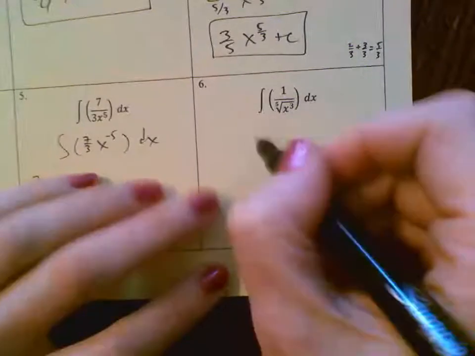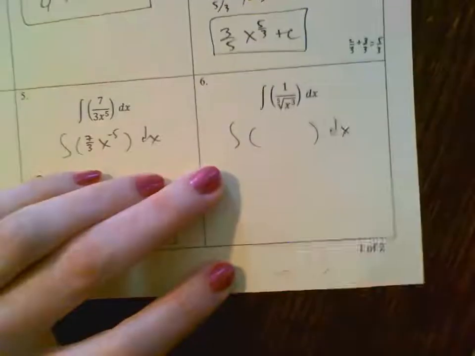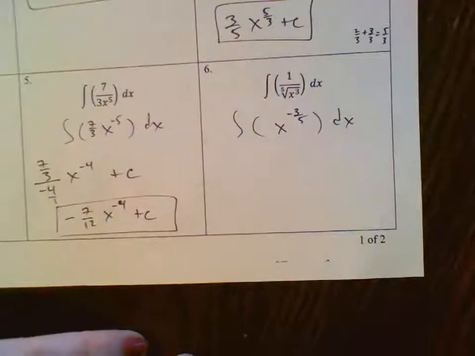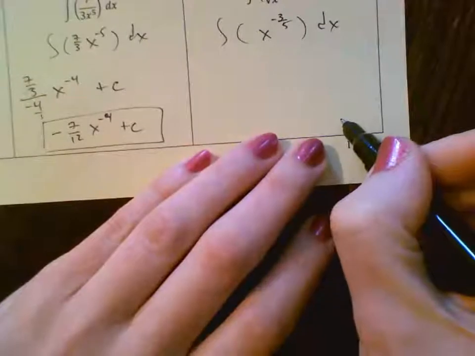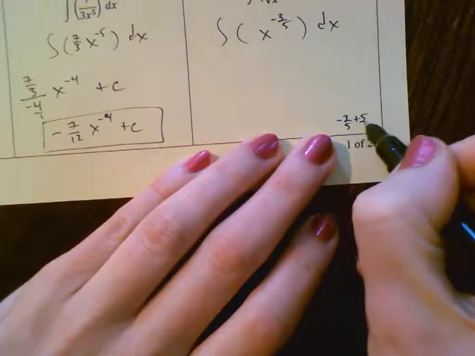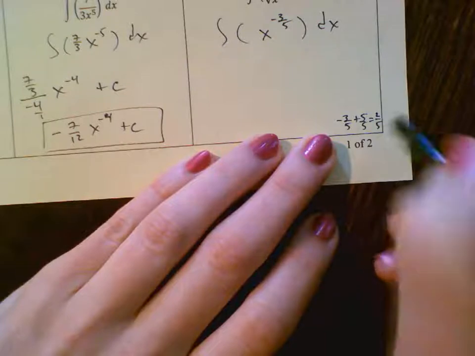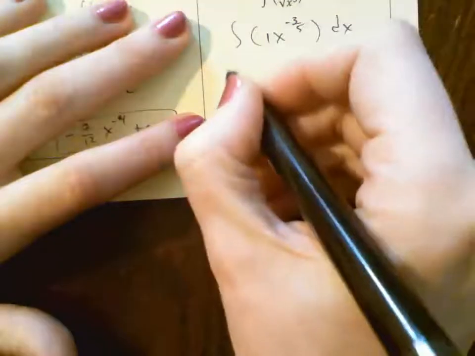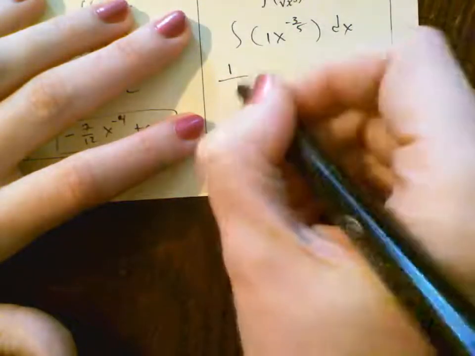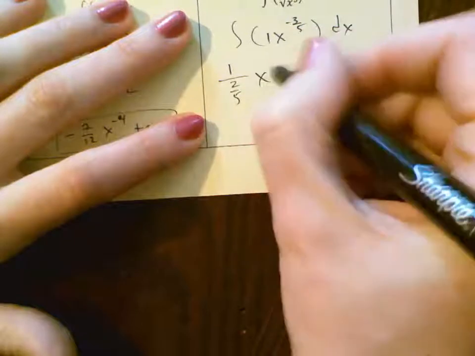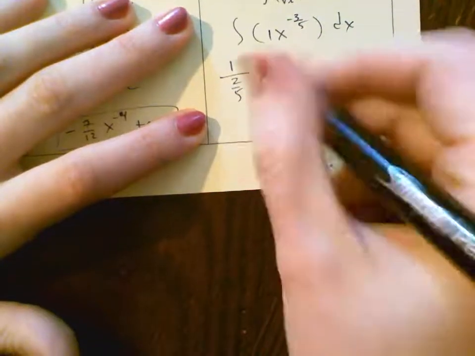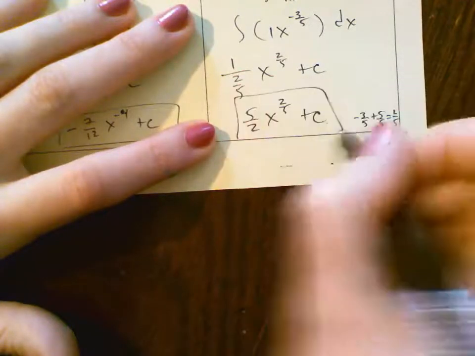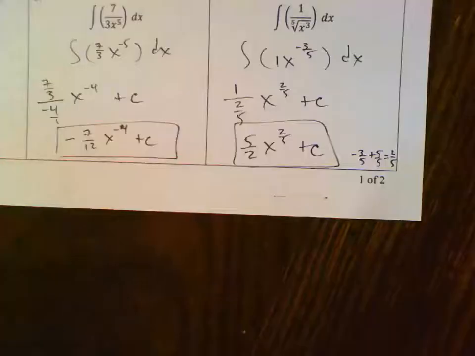Okay, and then finally, here's the last one. So this is x to the -3/5. All right, and then -3/5 plus 1, so plus 5/5, is 2/5. So that's going to be the new exponent. And this coefficient is 1. So it's 1 over 2/5 x to the 2/5 plus c. Keep, change, flip. 5/2 x to the 2/5 plus c. Okay, guys, you've got to be so comfortable with these.